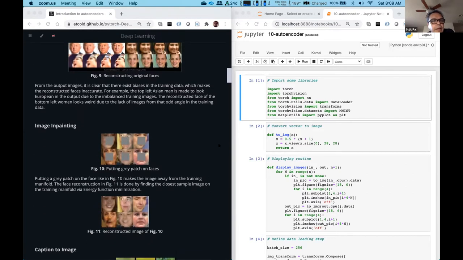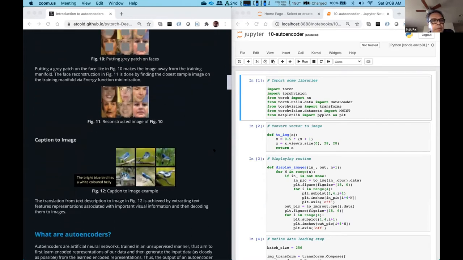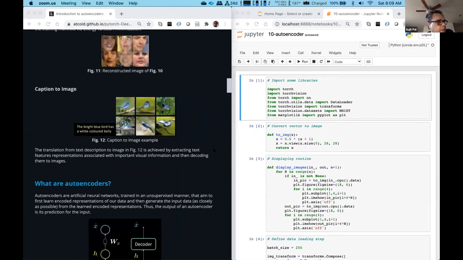There's also image inpainting, where you occlude parts of the image and have the network fill those blanks in. You can see that it has done a reasonably good job. There's also another application where you can take a caption and create images out of it. That's another example of a generative model, autoencoders being one of the generative models.